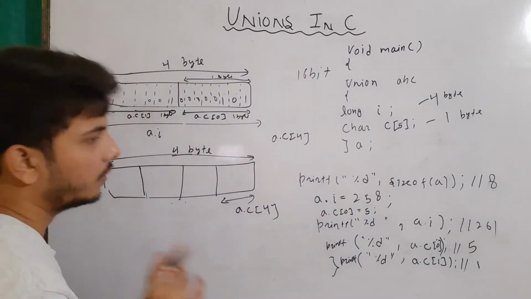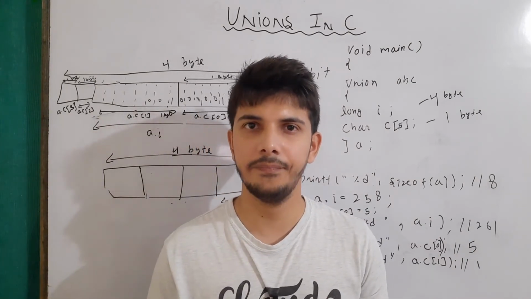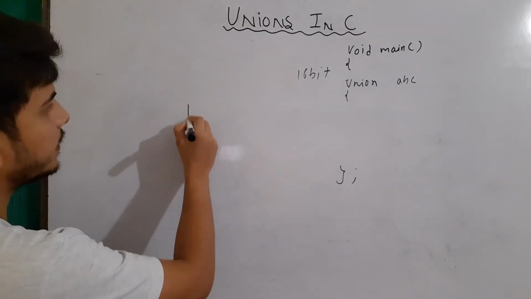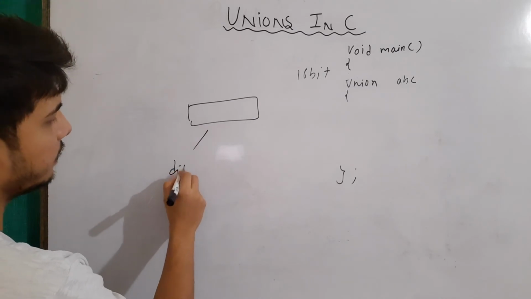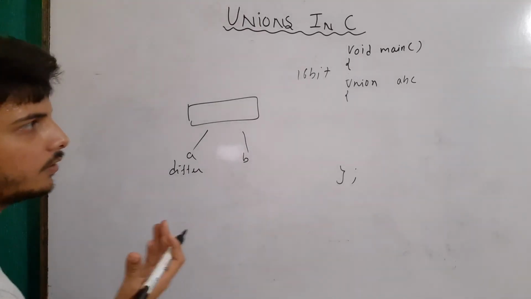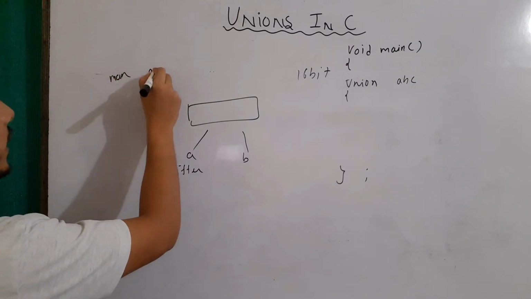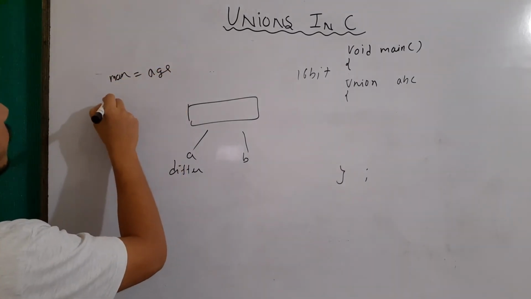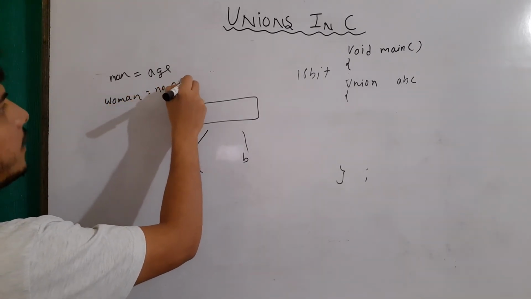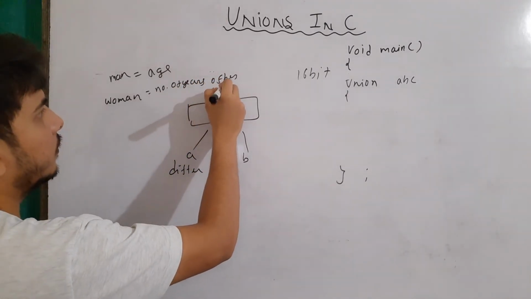So remember this. Now one question that people ask many times is why we even need to use unions in C. To understand the importance, you have to realize that unions are used when you want to access a particular memory by different variables, let's say A and B. For example, let's say that for a man you have to store age, and for a woman you have to store the number of years that she has worked, right?